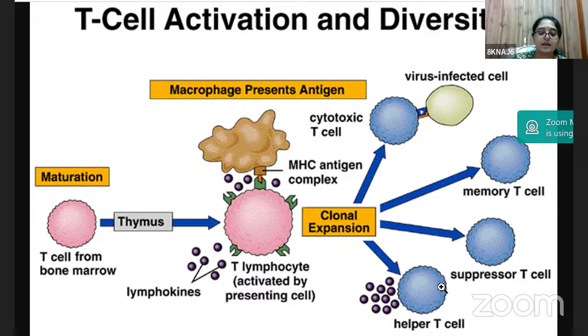So this allows the helper T cells to recognize the pathogen peptides that have been displayed by the antigen presenting cells. Helper T cells recognize this peptide, become activated, and produce cytokines. These cytokines call in other signaling molecules as well. So this is about T cell activation and diversity.